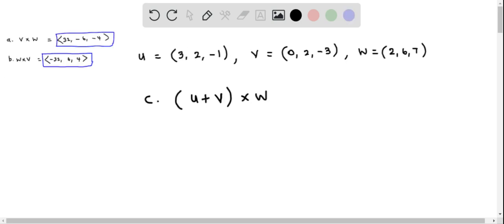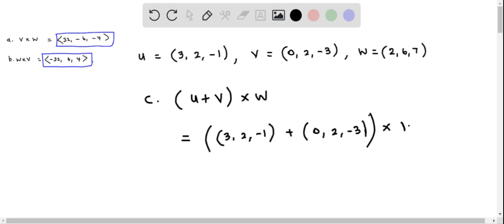In part C, we find u plus v cross w. Let's substitute the values of u, v, and w vector. So that is 3, 2, negative 1, which is u vector, plus v vector, which is 0, 2, negative 3. And the result of this has to be crossed with w vector, which is 2, 6, and 7.